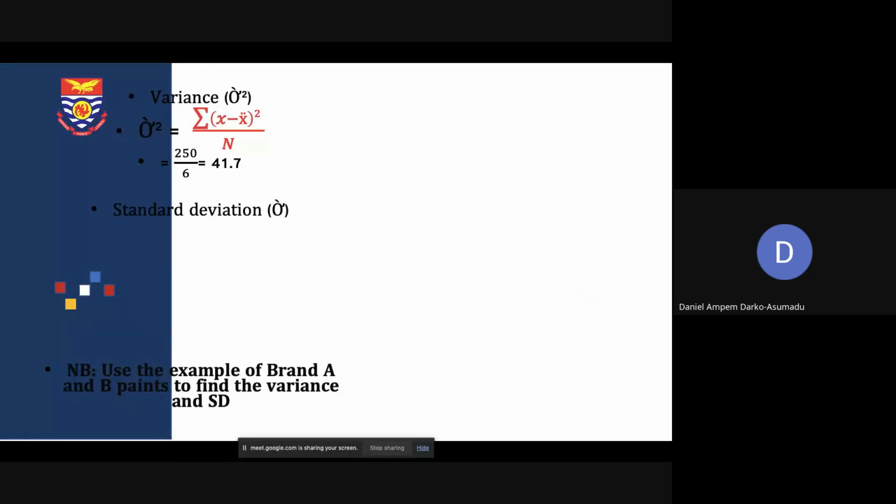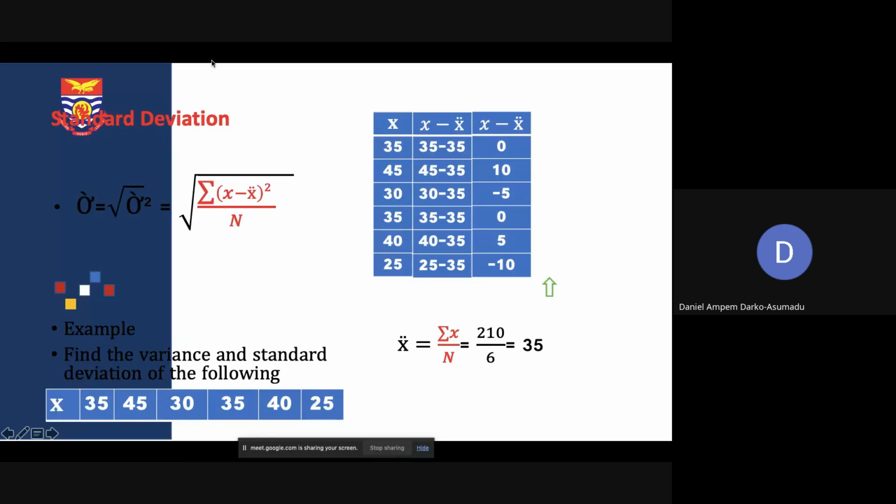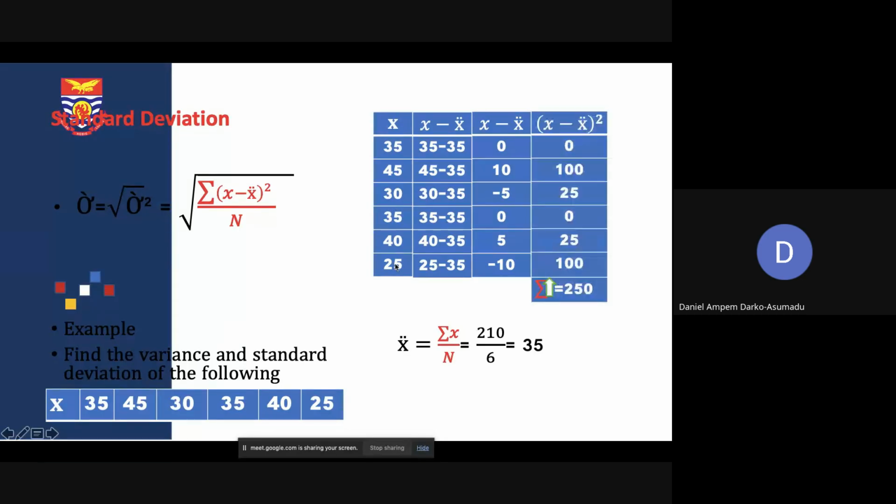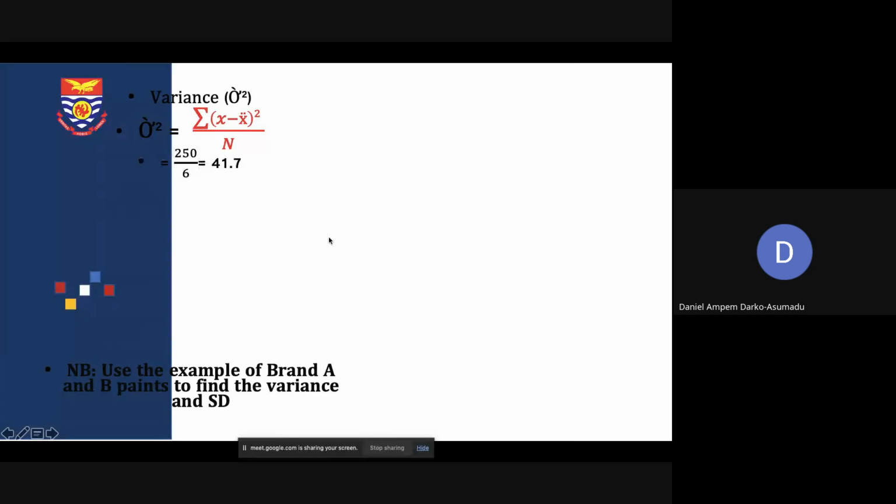So 250 over N. N is the number of observations, which is 6: 1, 2, 3, 4, 5, 6. 250 over 6 gives 41.7. So here you get 41.7 for the variance. Now, if you want to find the standard deviation, it is the square root of the same formula. So when you take the square root of 41.7, you get the standard deviation value.